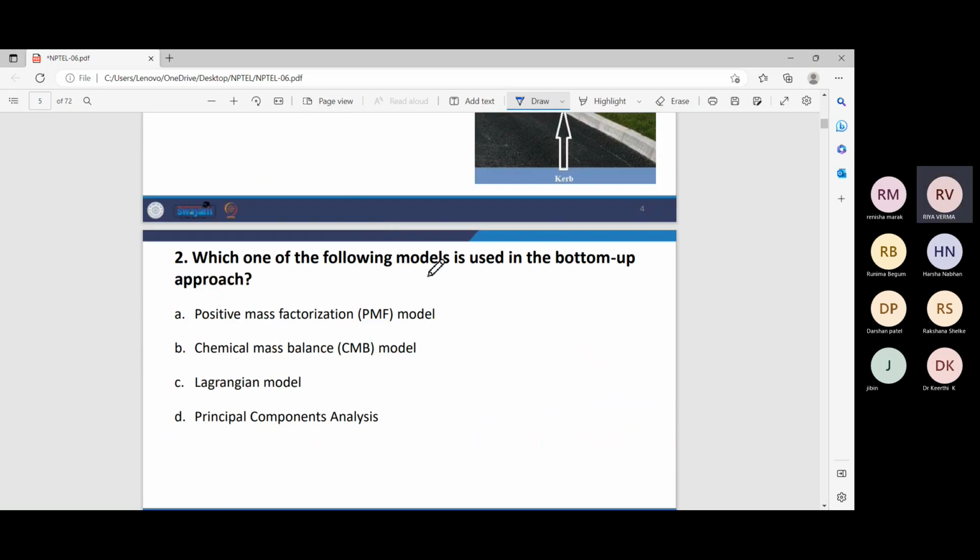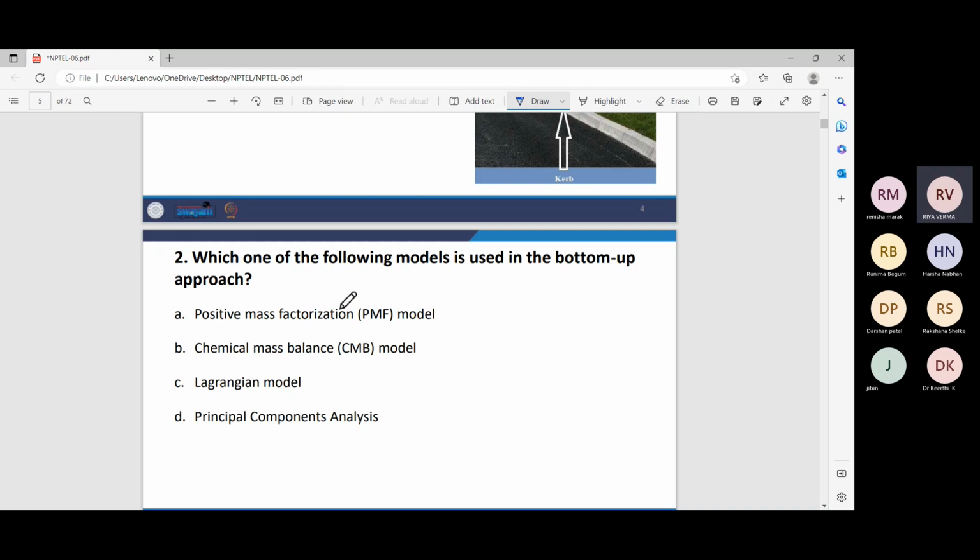Okay, so next question. Which of the following models is used in the bottom-up approach? Positive matrix factorization, PMF model. Next is your chemical mass balance, CMB model. Next is your Lagrangian model, and next is principal component analysis. First of all, tell me this bottom-up approach. What does this refer to? And which topic is it related to? Anyone?